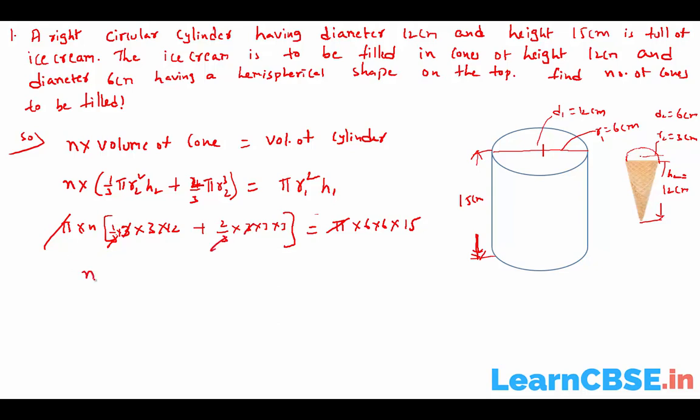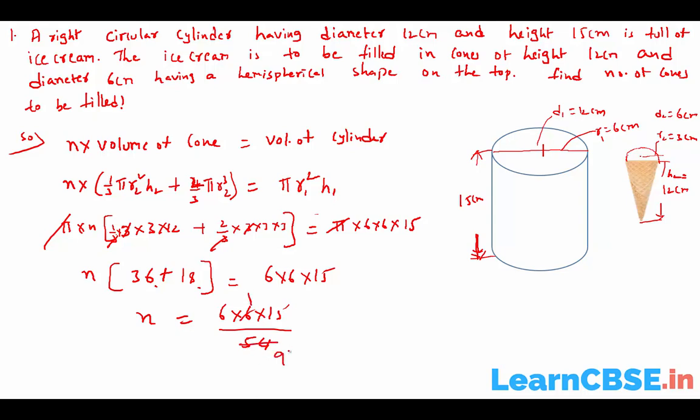You're left with n into 36 plus 3 threes are 9, 18, that equals 6 into 15. Then n equals 6 into 6 into 15 over 36 plus 18, which is 54. Simplifying, we get 10. Therefore, the number of cones n equals 10. Going for the next problem.